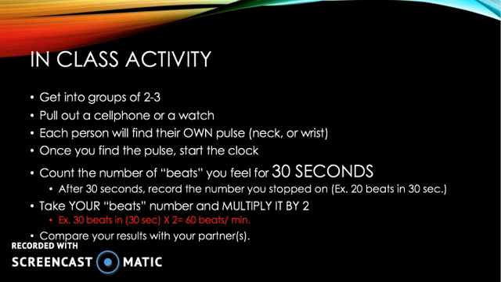Depending on how you want to do this is flexible. I just want you to have at least one other person you can practice with. So pull out a cell phone or a watch. I need something that you can track time with.